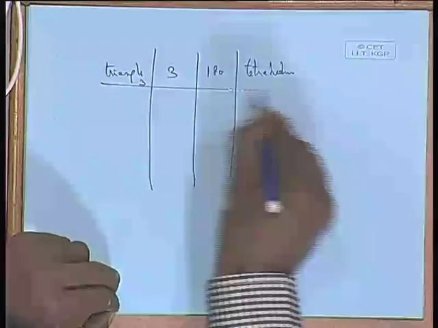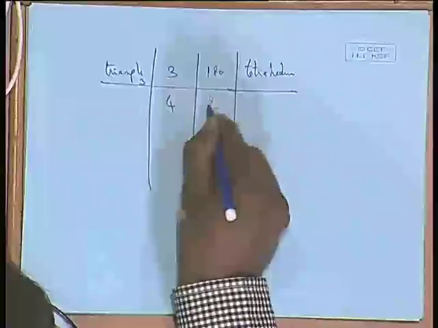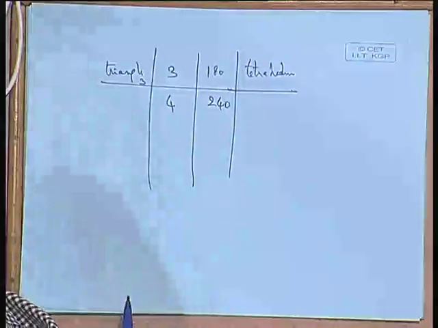Imagine now four triangles meeting at a corner. Have you ever thought of any solid where four triangles can meet at a corner? And what would be the total internal angle if four triangles are meeting at a corner? 4 into 60, so 240. And what would be such a solid? Can you imagine? You know it. Octahedron, correct.